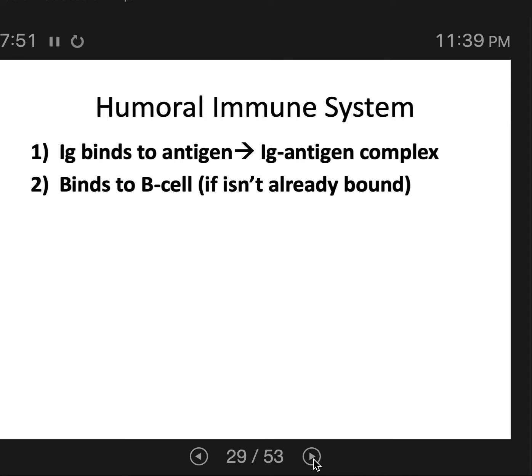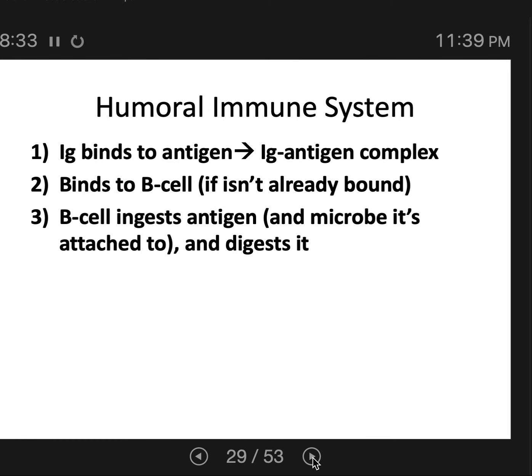So you have an immunoglobulin that binds to an antigen on the surface of a pathogen. Now it's an immunoglobulin antigen complex. So that's step 1. Step 2, the immunoglobulin antigen complex binds to the B cell if it's not already bound. So if this was an antibody floating around in the bloodstream, the variable region, the epitope, the paratope binds to the antigen, right? And then the stem has to go back and bind to the B cell again. So the stem is the constant region. So the immunoglobulin antigen complex binds to the B cell if it's not already bound there.